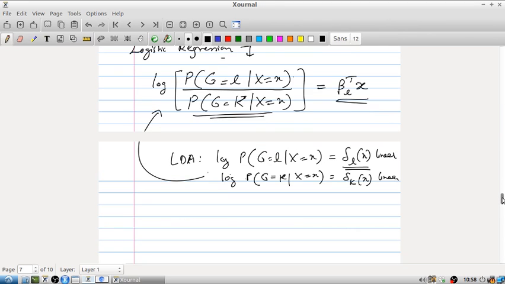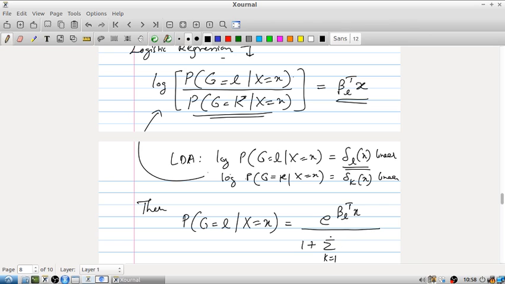And it turns out that if you make this assumption, then you can show that the probability of G is equal to L given X is equal to x is of a form that you may recognize. It's e to the power beta L transpose x divided by 1 plus summation over k is equal to 1 to K e to the power beta k transpose x.